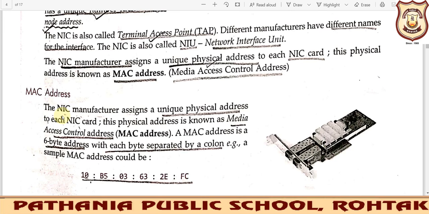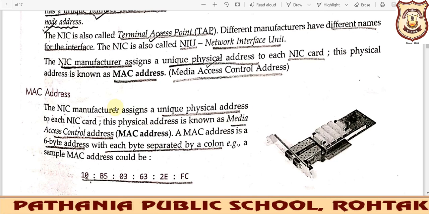It will allow a particular computer to have a corresponding logical ID. Means in correspondence to this physical address, one computer will get a logical address. So who assigns this unique physical address to the NIC? The NIC manufacturer only.